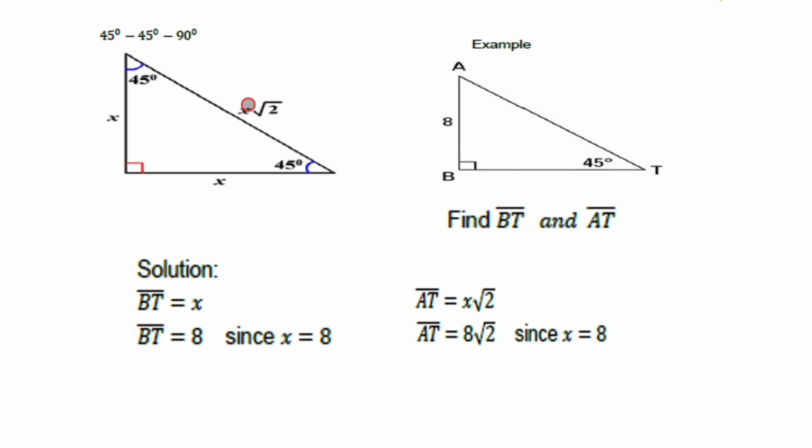Your AT is the segment AT. Based on the formula, it is x the square root of 2. So, just replace the value of x, which is 8. Therefore, you will have 8 the square root of 2.